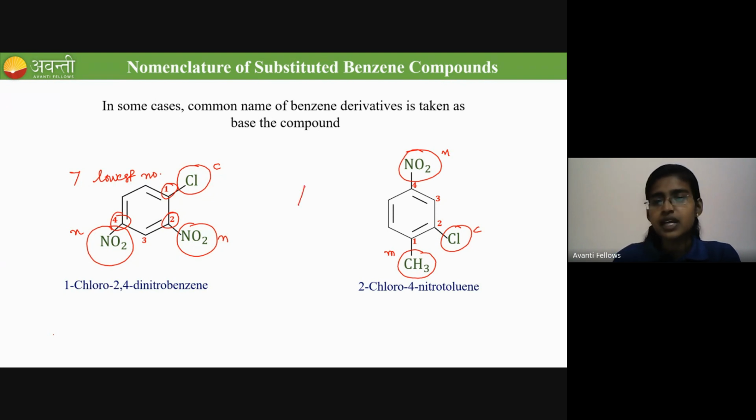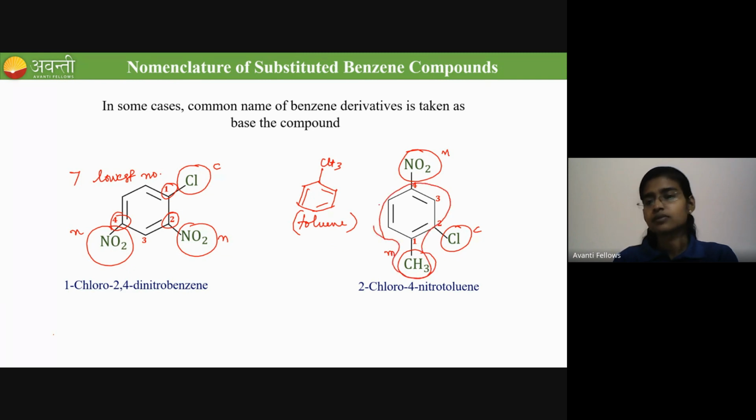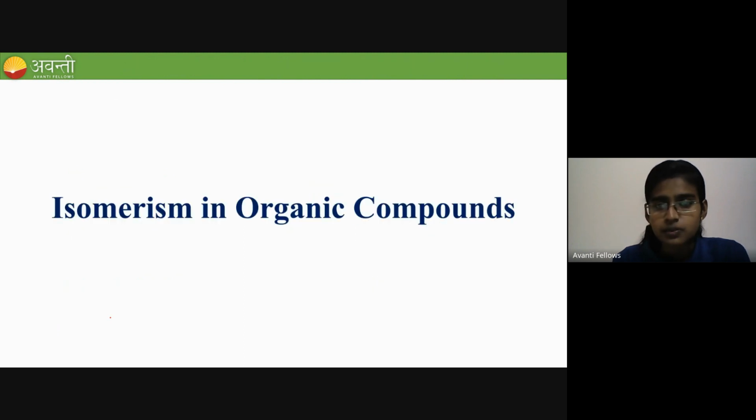We have seen the benzene ring with CH3. It is called methyl benzene or toluene. I have shown you in the monosubstituted slide. So this whole part is taken as toluene. So 2-chloro-4-nitrotoluene is the name of this compound. Any doubt? Any doubt? No doubt. So practice all the compounds.